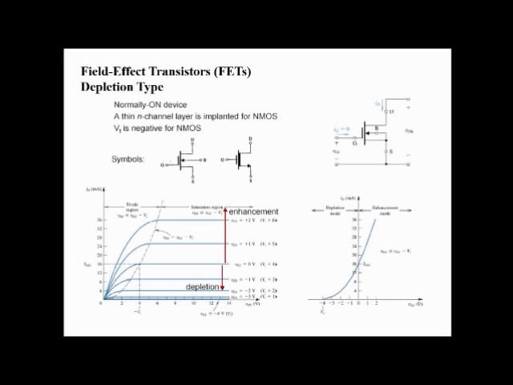Now these are many practical applications. Normally on devices, a thin N channel layer is implanted for NMOS and VT is negative for these types of NMOS. Now in this case you can see for this depletion region, this graph is a very beautiful graph, giving you many ideas regarding how you can operate in both enhancement and depletion mode. Whenever VGS is 0, you can find the saturation current line in this form. Whenever VGS gets positive, we operate the device in the enhancement mode, and whenever it is negative, we operate in the depletion mode.